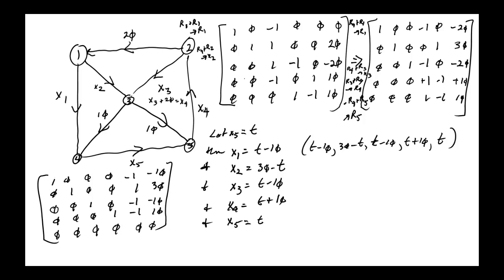x of 1 is t minus 10. x of 2 is 30 minus t. They did minus t plus 30. x of 3 is t minus 10. x of 4 is t plus 10. And x of 5 is t. Yeah, infinitely many solutions. So there's many ways that could run. They chose x of 5 equal to 10 and wound up with 0 for x of 1 and 0 for x of 3, which is fine.